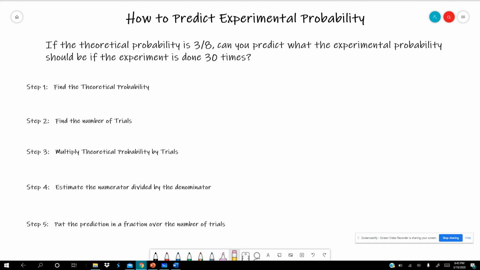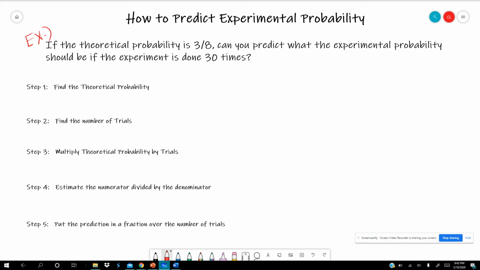Okay, guys, so these are the notes on how to predict experimental probability. So that's what we're doing right up there. First thing, we're going to read through this example problem. It says, if the theoretical probability is 3/8, can you predict what the experimental probability should be if the experiment is done 30 times?